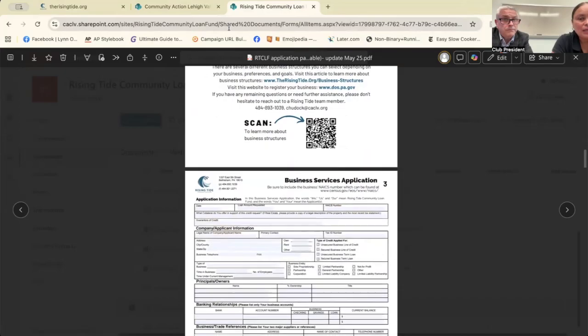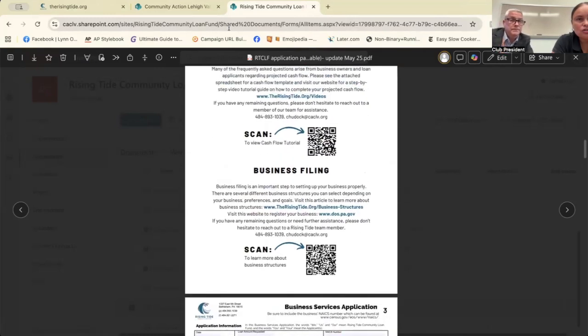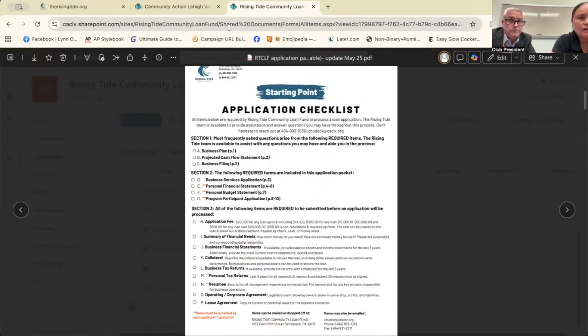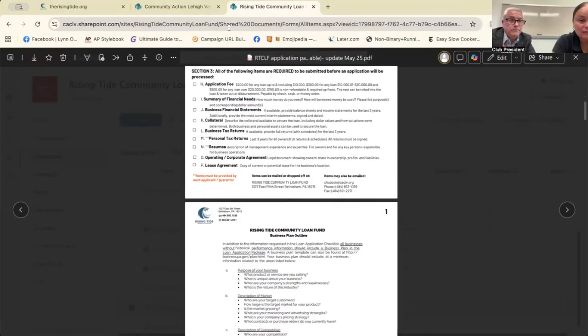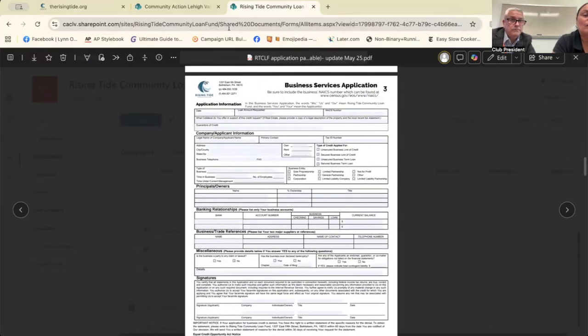The following pages are the application packet. This is section 2 of the checklist. These are the documents on section 2 of the checklist that you would need to complete. We will now have Joe, our business advisor, complete the application for you.